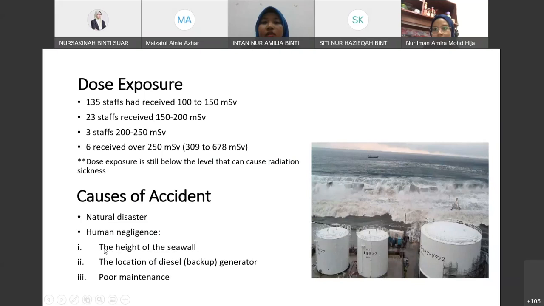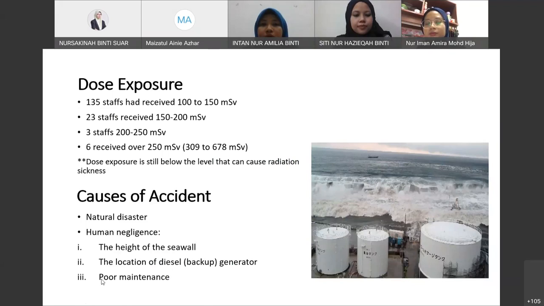So how much dose was received by the victims, especially the staff? Actually, 19,954 people, who were the staff, had their received dose measured, and they are the ones who have been working on the site since 11 March.